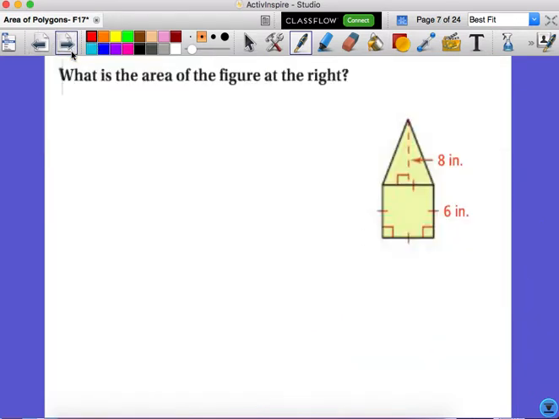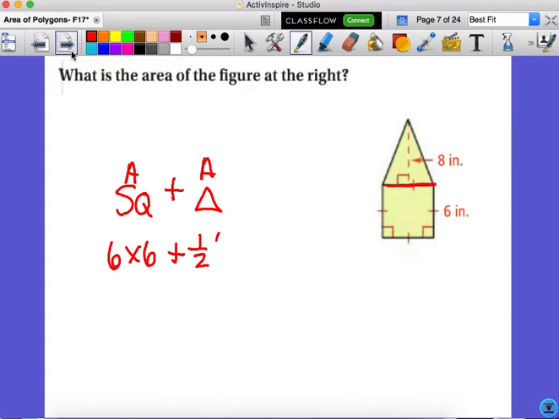To find the area of composite figures, we just find the area of the 2 figures and add them together. So we're going to find the area of the square and add it to the area of the triangle. So a 6 by 6 square plus a 1/2 base times height for the triangle. My base here we know to be 6 because of that congruency marking, and my height is 8. So really I have 36 plus half of 6 and 8 gives me 60 square inches for my total area.